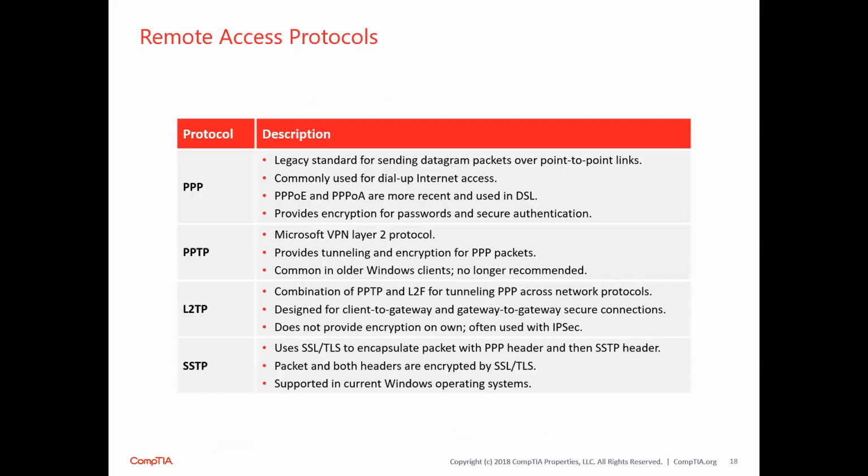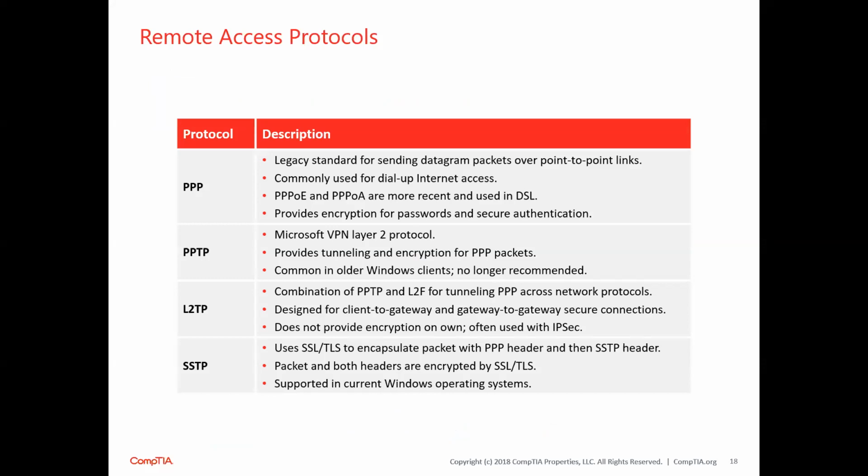We normally take advantage of encryption to fully encrypt user data. There are many different types of remote access protocols available, like PPP, point-to-point protocol, a very old legacy standard. And then we have PPTP, point-to-point tunneling protocol, Microsoft's VPN Layer 2 protocol that provides encryption.